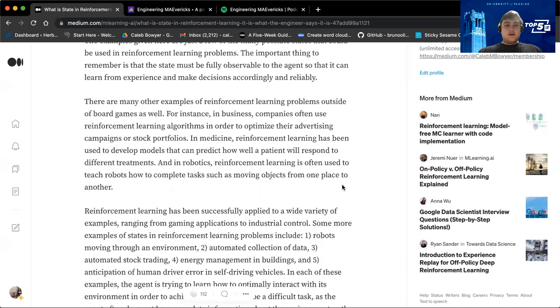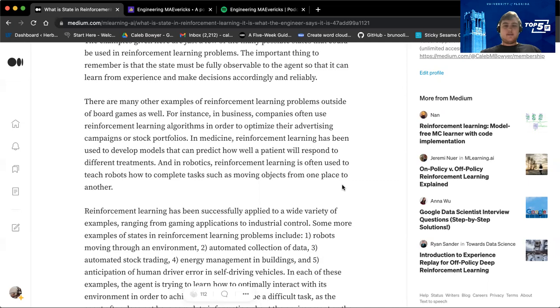There are many other examples of reinforcement learning problems outside of board games as well. Board games, or games in general, are just one class of possible applications of reinforcement learning. And those are all competitive, by the way, not cooperative with other agents. You're competing against some other player or agent.